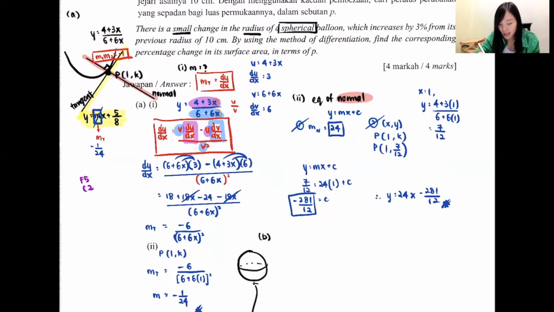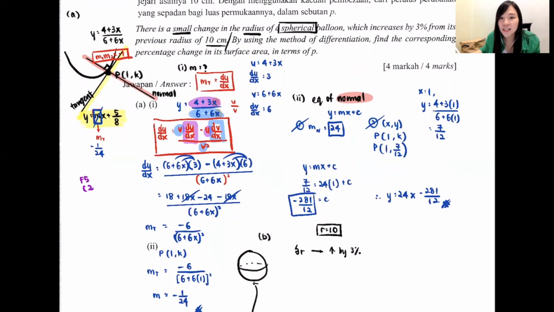Okay, so you see, small change is called delta. Small change in the radius is called delta R. Now they say the delta R will increase by 3%. Okay, my dear, I write out everything they say first. I read and then I write out, okay? Then they say, from its previous radius 10 cm. So the original radius is actually 10 cm.